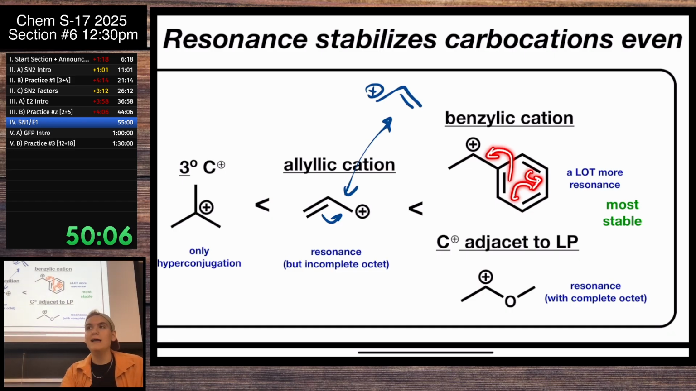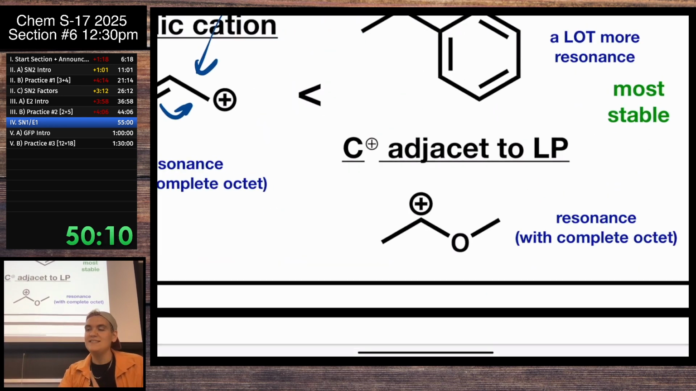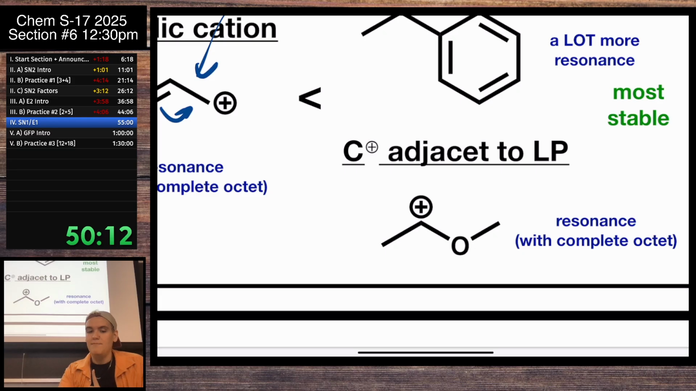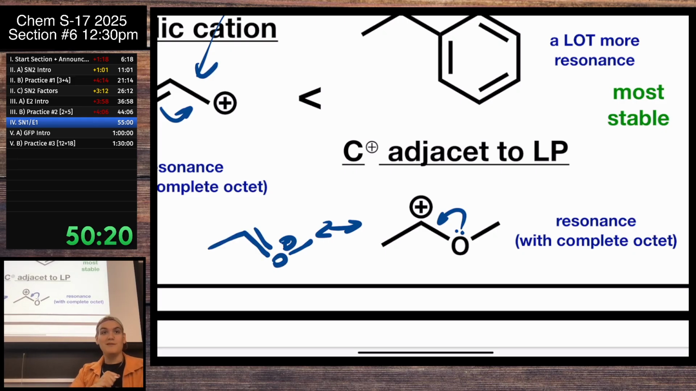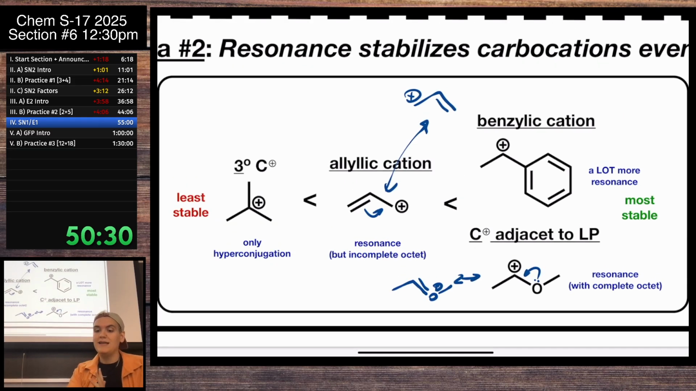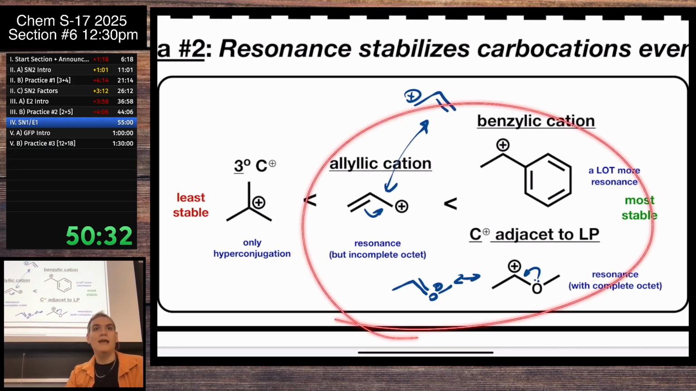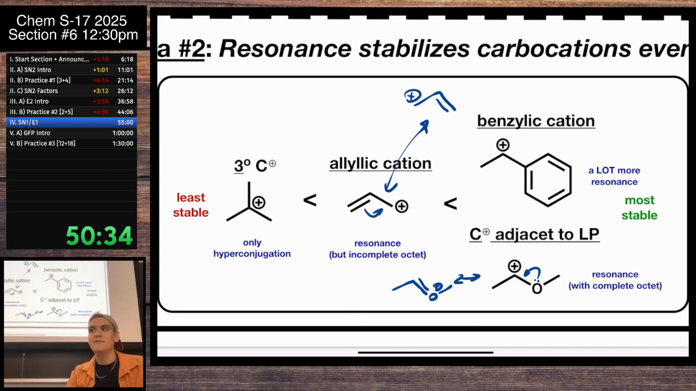She's doing okay. The other one that's kind of sneaky is if you have a carbocation adjacent to something with a lone pair. Because your resonance structure here can push in, and suddenly you have complete octets. Yeah, a positive charge on oxygen, not great, but better than incomplete octets. So these are going to be very stabilizing. We categorize them in the same good camp as tertiary.